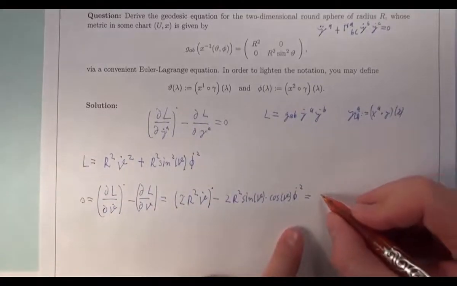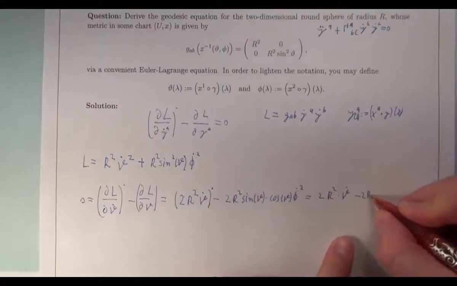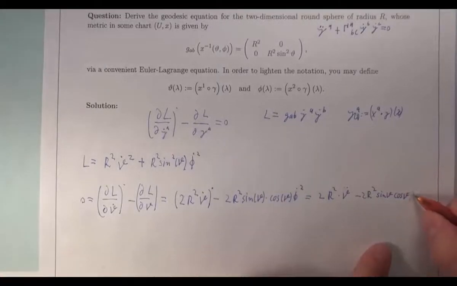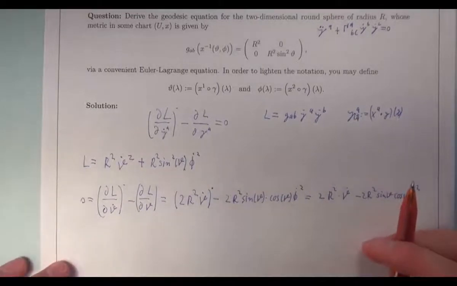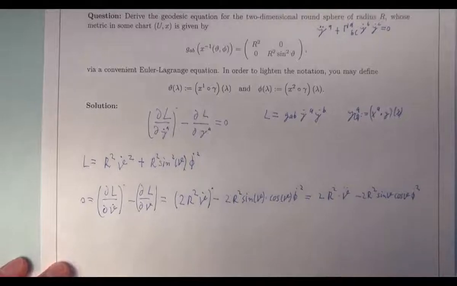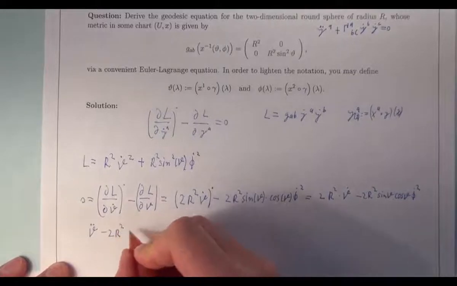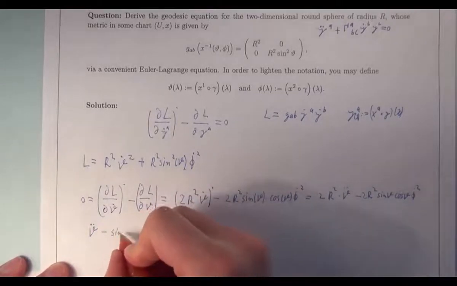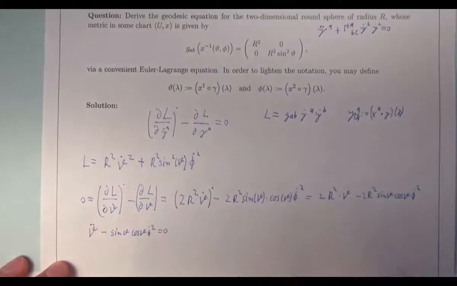So it's 2 times r squared times theta double dot minus 2 r squared sine theta cosine theta phi dot squared. Now I can divide through by 2 and r squared and have the first Euler-Lagrange equation. And I will write it down. It's theta double dot minus, I should remember what I divide through, sine of theta cosine of theta phi dot squared equal to 0.